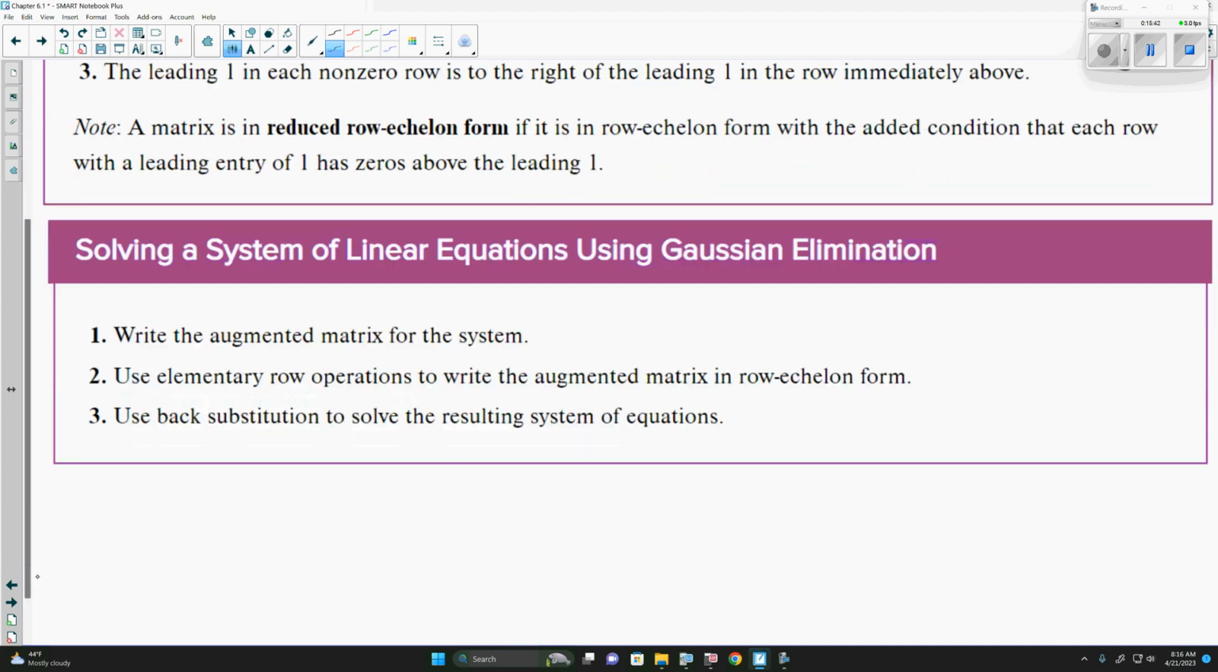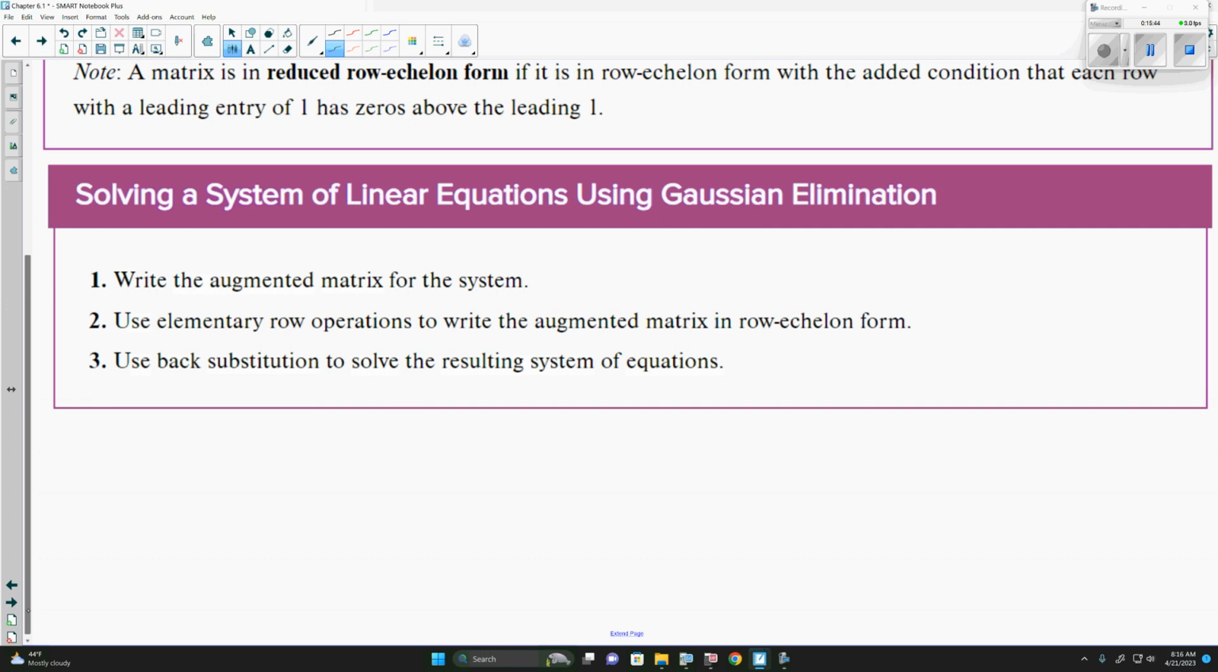Now, solving a system of linear equations using Gaussian elimination: write an augmented matrix for the system. Use elementary row operations to write the augmented matrix in row echelon form. Use back substitution to solve the resulting system.